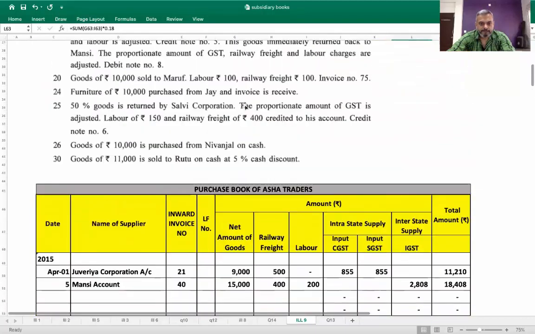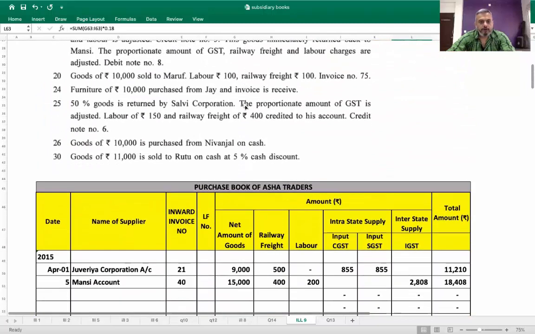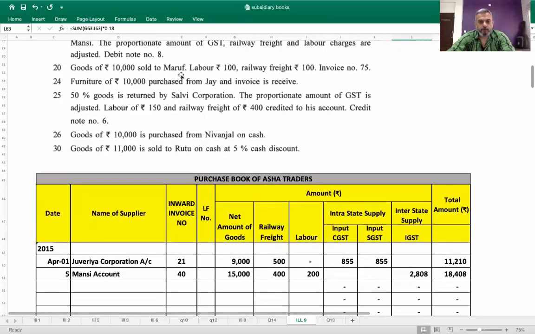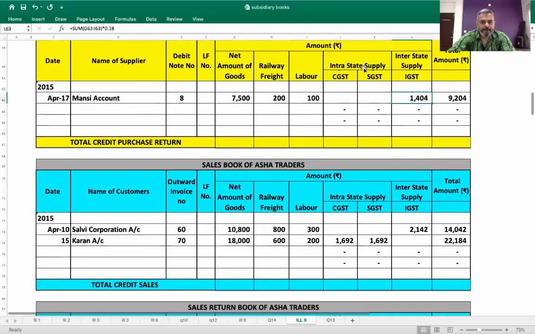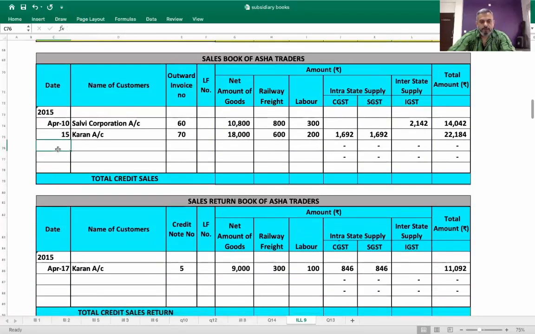Next, goods of 10,000 sold to Maruf. Labor 100, railway freight 100, invoice number 75. Sold to Maruf, 20th, sales book. Maruf account, invoice number 75.